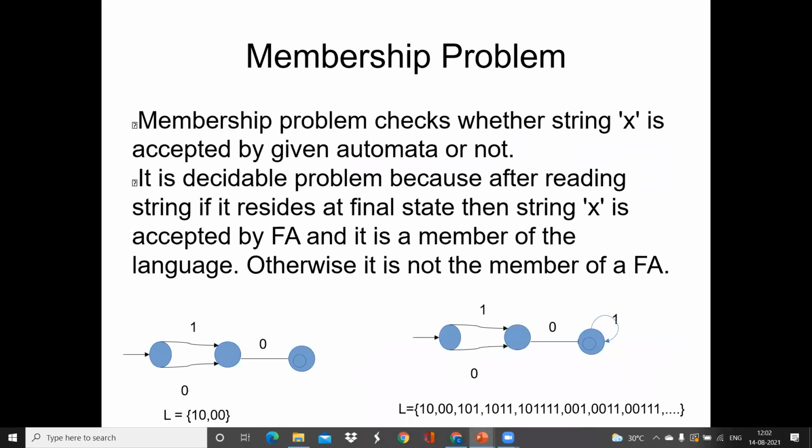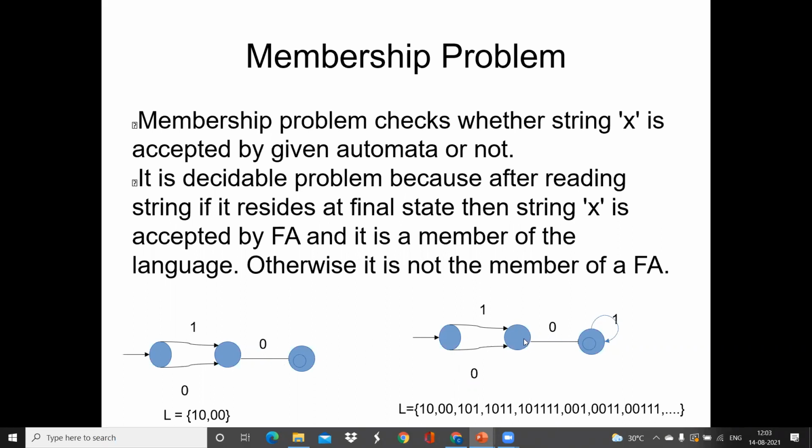The membership problem gets applied on a particular string: whether that particular string is a member of the language which the finite automata accepts. How will you check? When that particular string is given as an input to the finite automata, and after processing that entire string you reside on a final state, it means that string is a member of the language which that finite automata accepts. Otherwise, it is not.